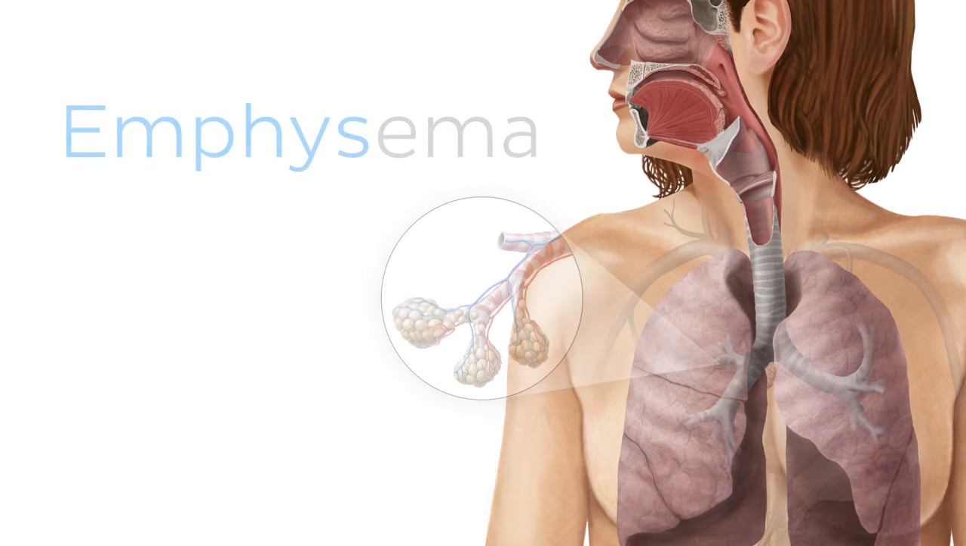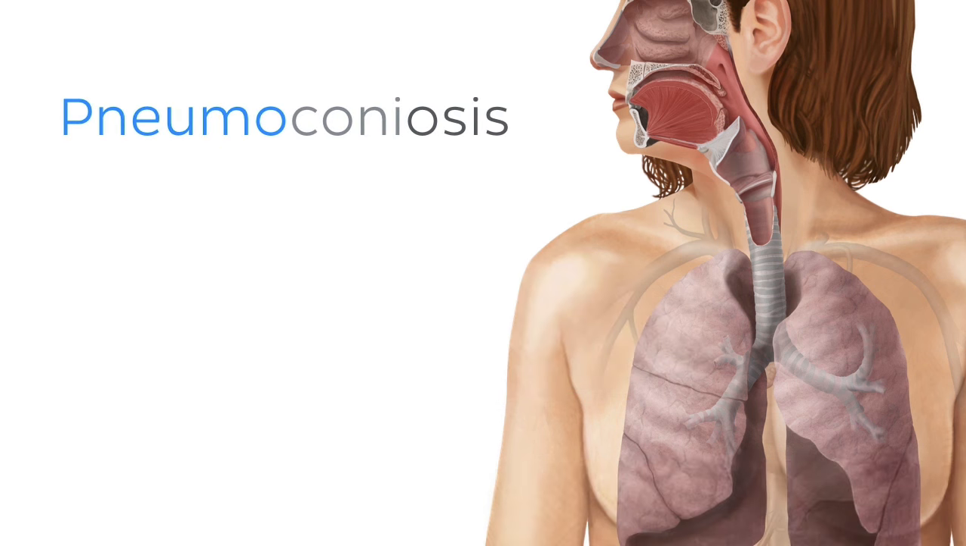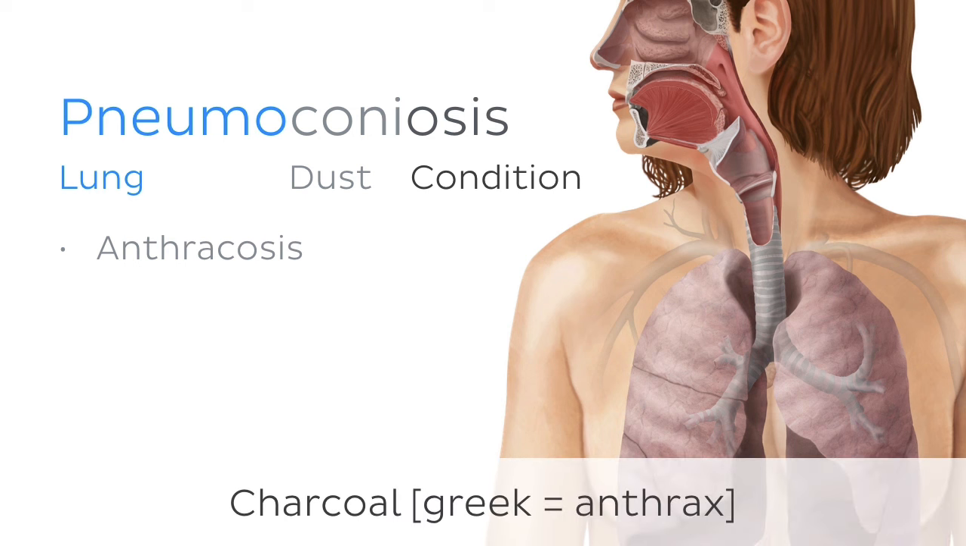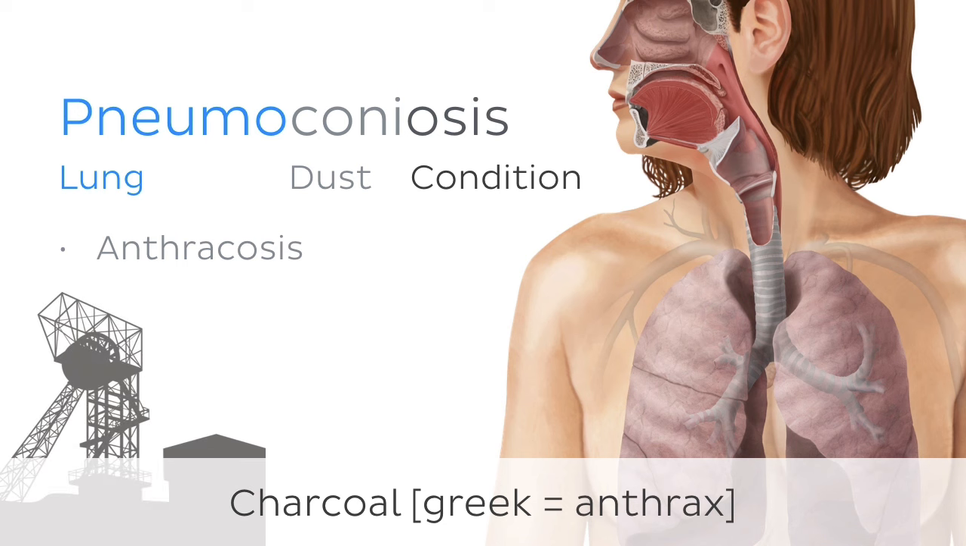We also have pneumoconiosis, an umbrella term generally describing occupational diseases caused by chronic inhalation of particles. The diseases can be specified by the type of particle inhaled. Some are pretty obvious, such as asbestosis or silicosis. Others are not so easy to figure out, like anthracosis, which is a disease caused by inhalation of coal dust. You probably know it as miner's lung.